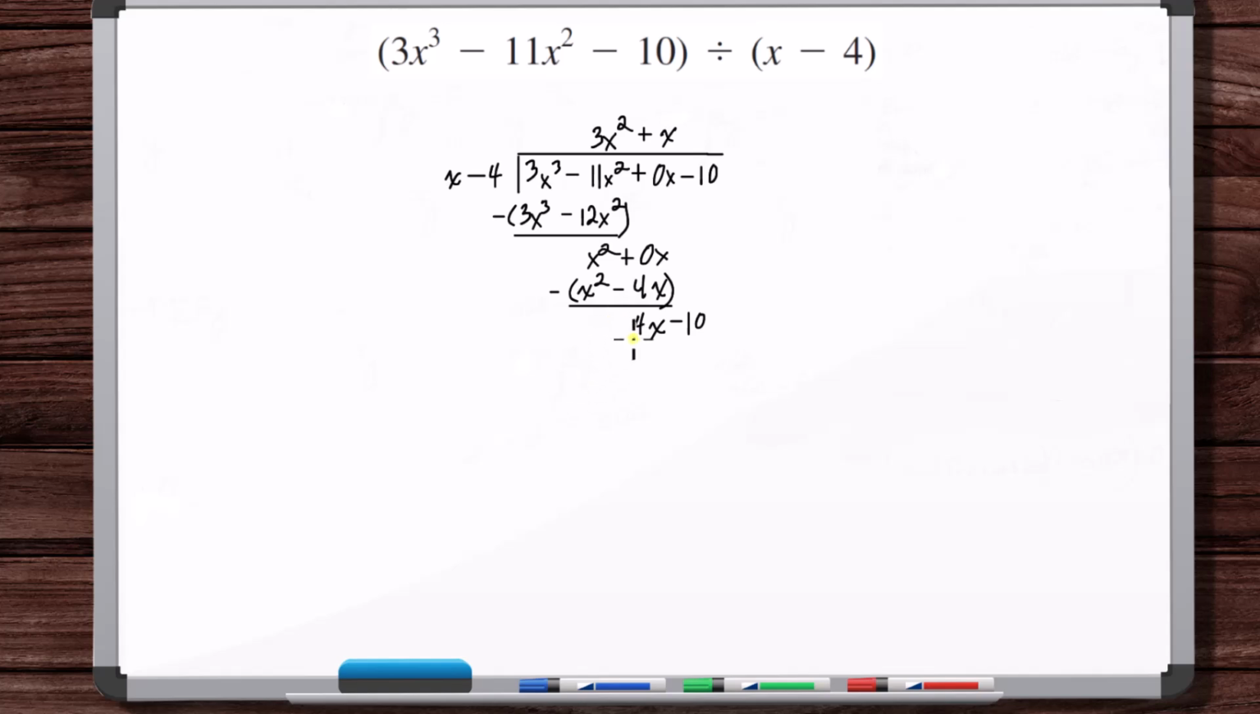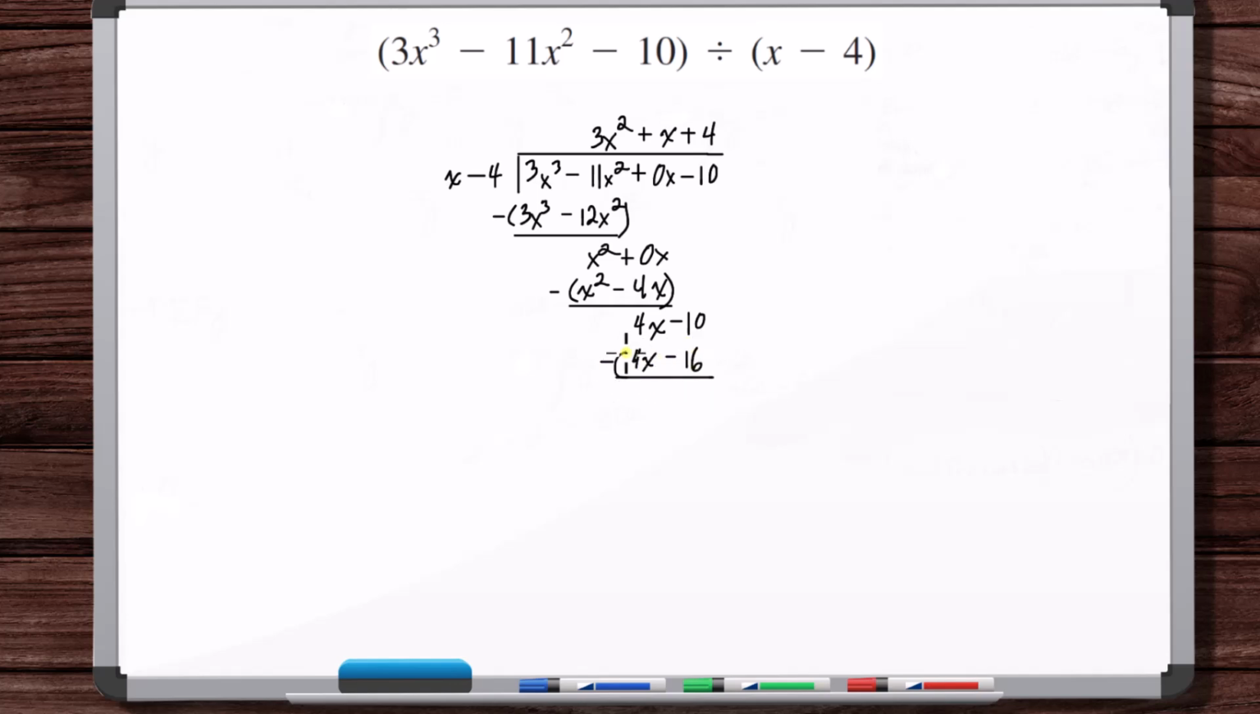The order of this is not less than the order of the leading term of the divisor. Once the order of this result is less than the order of the divisor, then we're done. But they're equal, so we're not done. We want to divide 4x by x. That gives us positive 4. Multiply 4 times the divisor. So that's 4x minus 16.